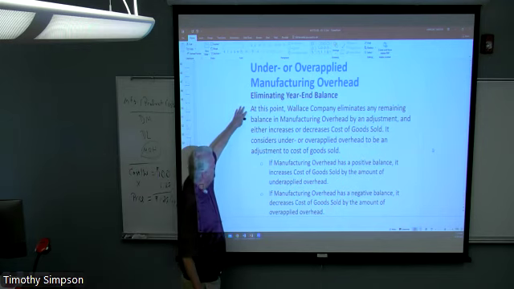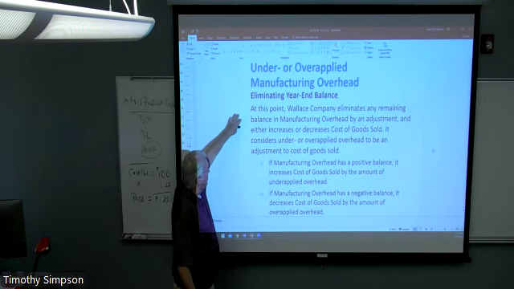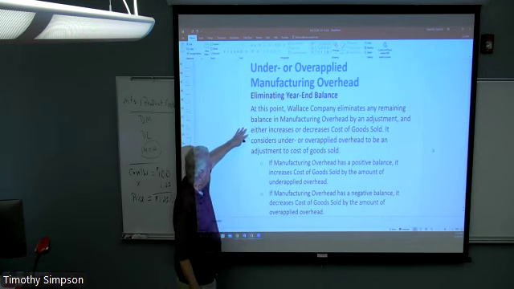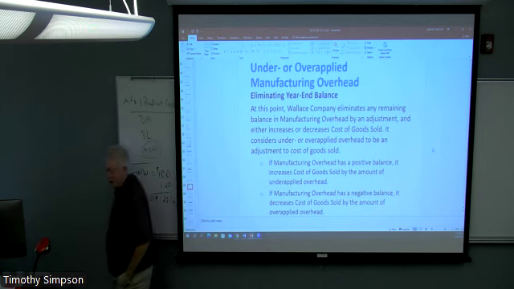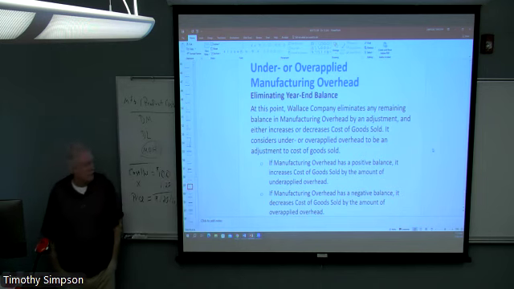So, we have a year-end balance, all right? And they want to eliminate whatever variance remains in that account, which is just an account that estimates our total overhead that will be incurred throughout the year. And so we're going to either increase or decrease what? Cost of goods sold. It's got to go to cost of goods sold. It's got to make the adjustment there. That's where the adjustment comes into play.